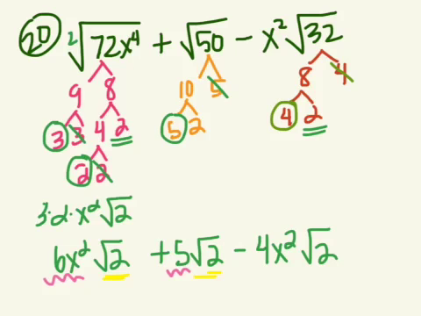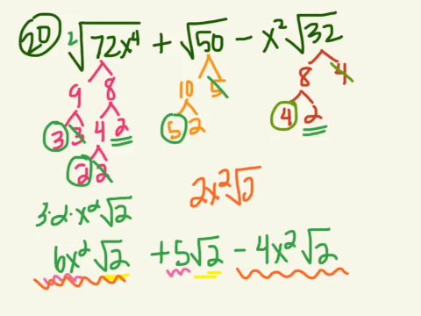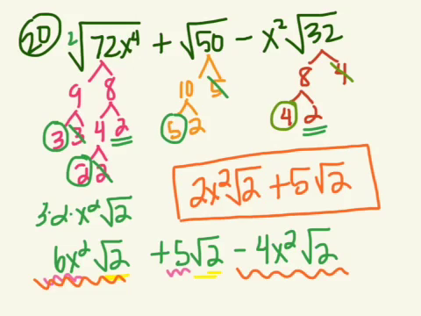So it looks like we can combine this first radical and this last one. So our final answer would be 2x squared, because 6x squared minus 4x squared, radical 2, that radical never changes when you add or subtract, plus 5 square root of 2. And there's your final answer.